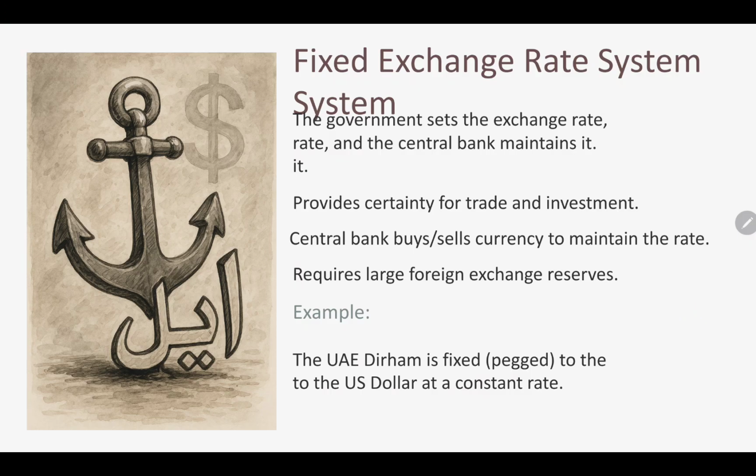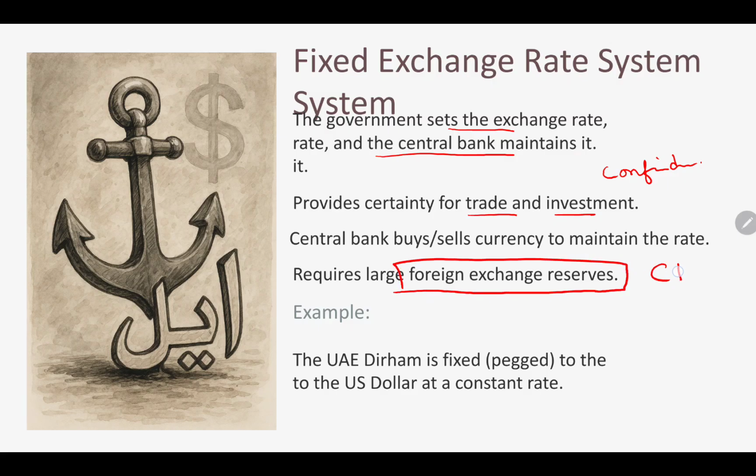Fixed exchange rate system. The government sets the exchange rate and the central bank maintains it in the form of foreign reserves. It provides certainty for trade and investment because it gives confidence to the buyer. The central bank buys and sells the currency to maintain the rate, and it requires large foreign exchange reserves in the central bank, as I told you.